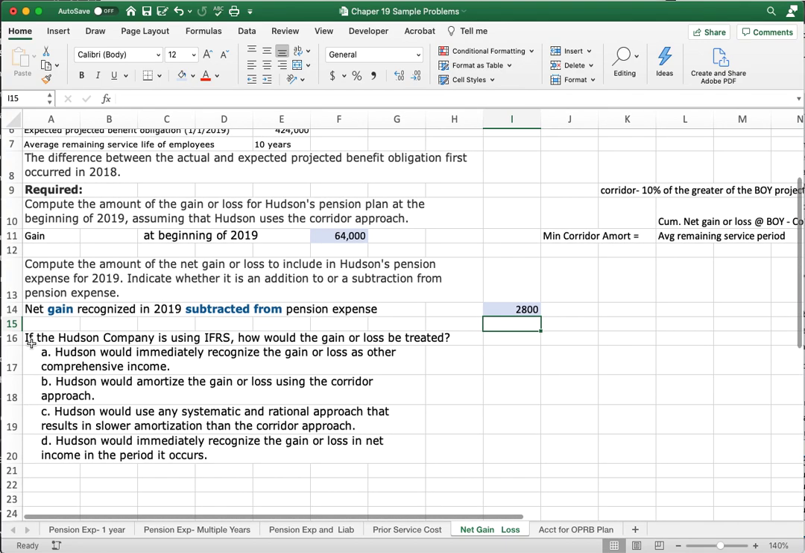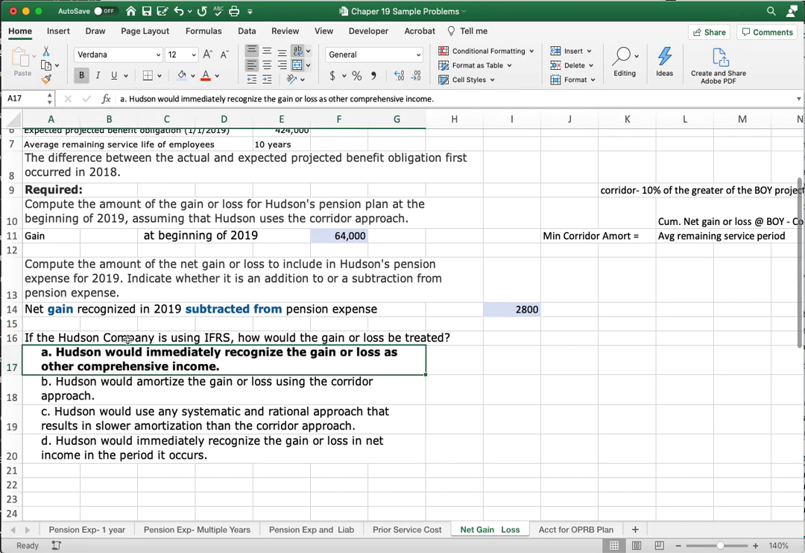The last part of the question is, if the Hudson Company is using IFRS, how would the gain or loss be treated? Hudson would immediately recognize the gain or loss as other comprehensive income. Hudson would amortize the gain or loss using the corridor approach. Hudson would use a systematic and rational approach that results in slower amortization than the corridor approach. Hudson would immediately recognize the gain or loss in net income in the period it occurs. And so the answer to this is A. Hudson would immediately recognize the gain or loss as other comprehensive income.